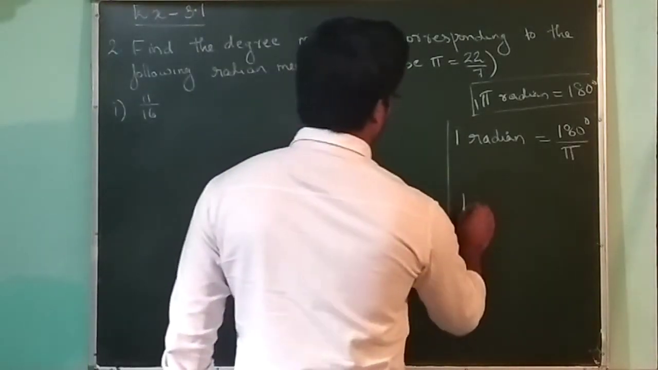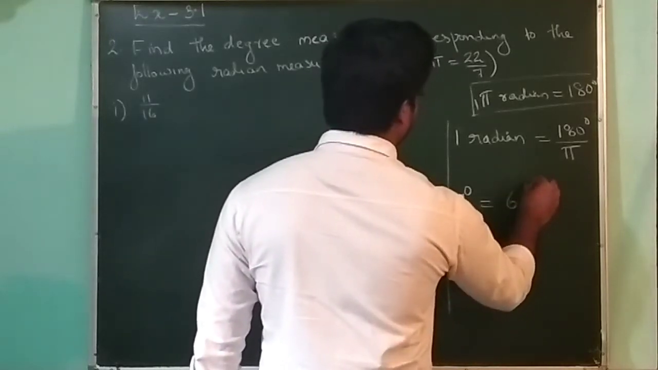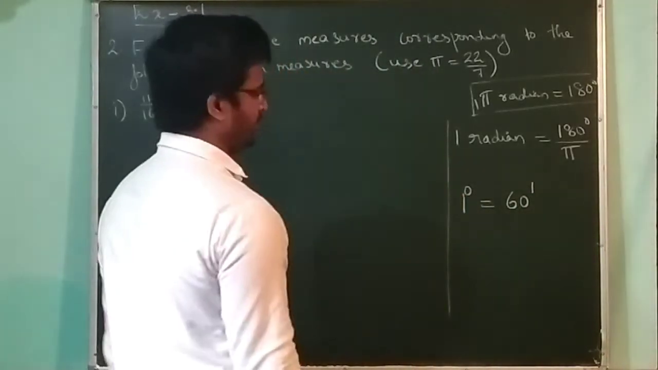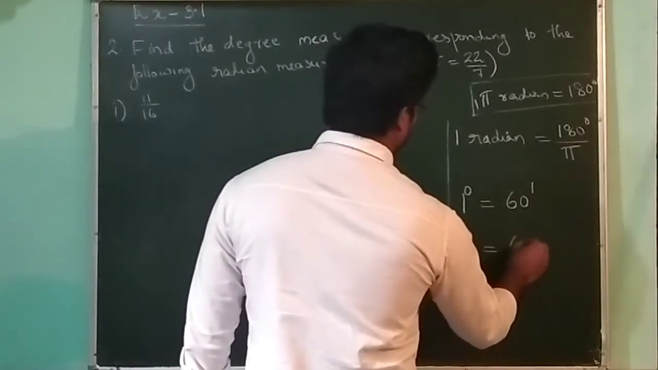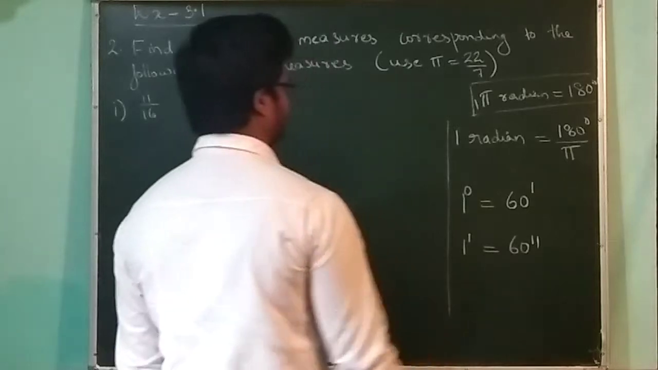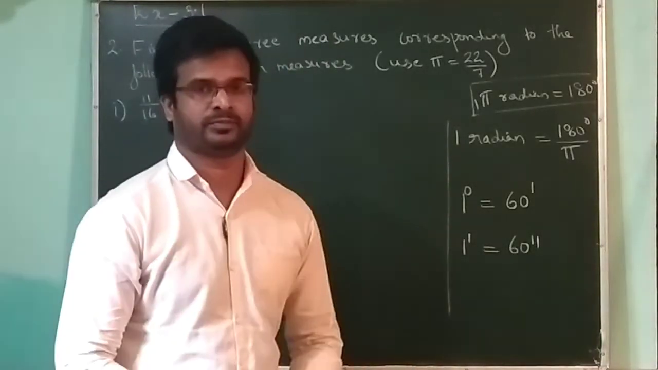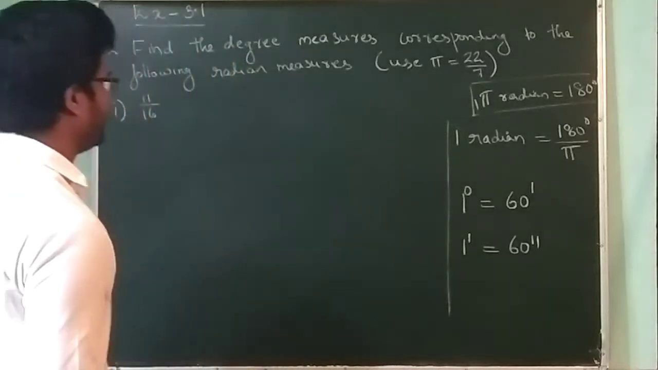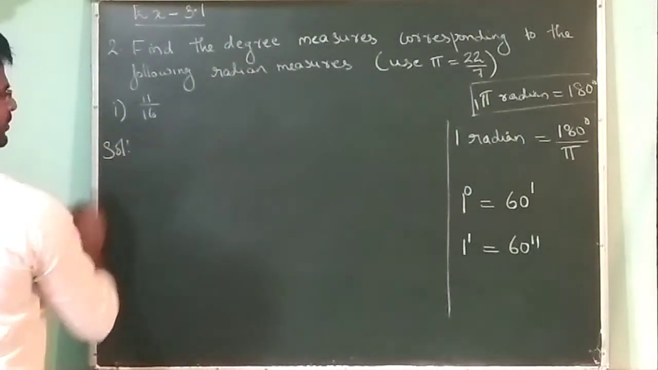Then 1 degree means 60 minutes. Then 1 minute means 60 seconds. These three things we will use in this problem. We can see one by one. Roman number 1. Solution.